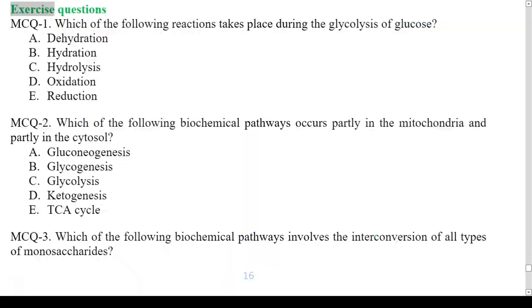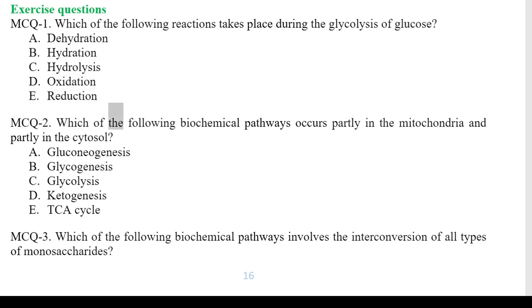References. Exercise questions. MCQ 1. Which of the following reactions takes place during the glycolysis of glucose? Dehydration, hydration, hydrolysis, oxidation, reduction.